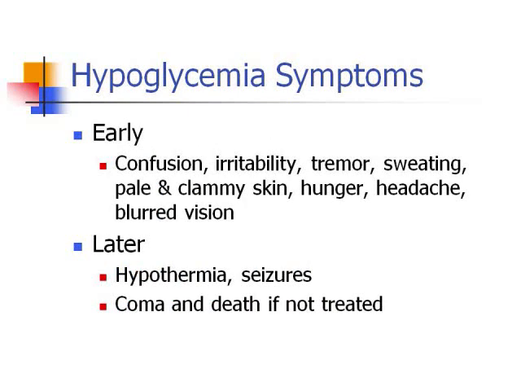Okay, so when we're giving someone medication to treat their diabetes, to lower their blood sugar, we are risking the occurrence of hypoglycemia. That means blood sugar that's too low. Early signs of hypoglycemia include confusion and irritability, tremors, sweating, pale and clammy skin, hunger, headaches, and blurred vision. Now, if we don't catch it, we can end up with hypothermia and seizures, and eventually this can lead to coma and death if we don't get them the appropriate treatment.